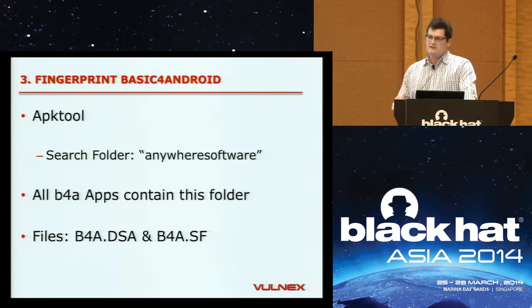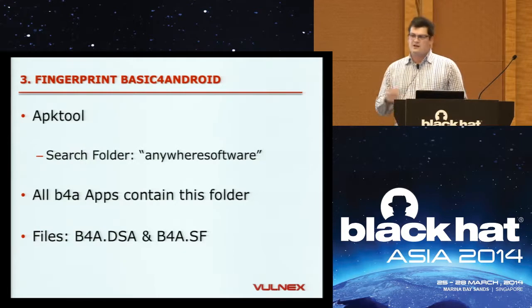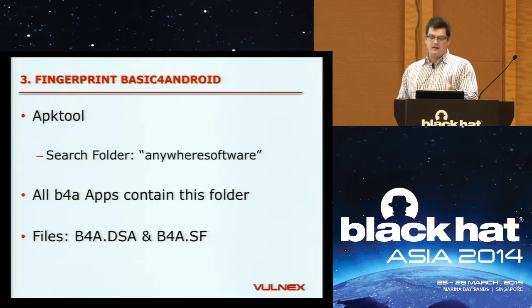Very simple. In this case, we just use APKTool. We decompile the entire APK, the Android application, and we search for the anywhere.software folder. If we find a folder called anywhere.software, that's a BASIC for Android application. Inside this folder, we can find all the libraries for the BASIC for Android framework. All the applications contain this folder.